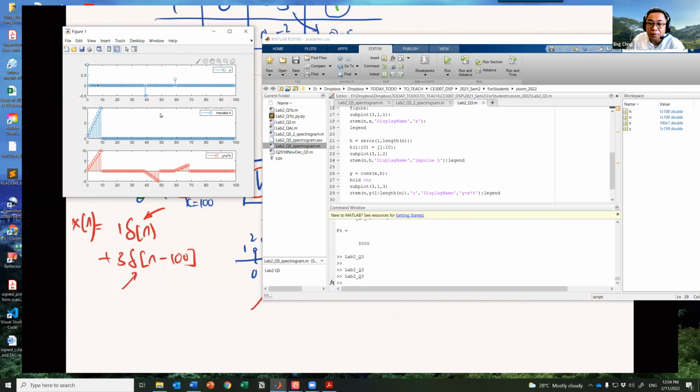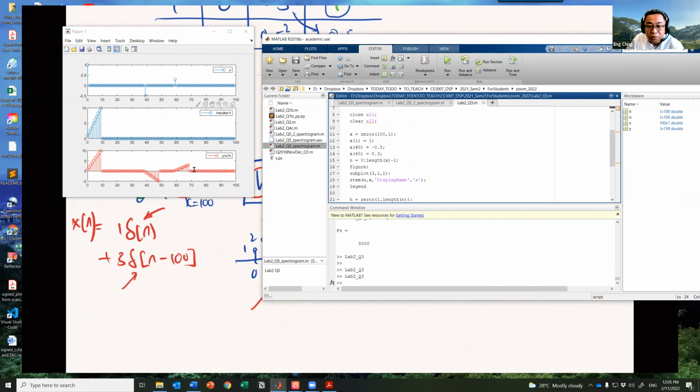So the top one is my input. The blue one is my impulse response. Every time I send an impulse, I get my impulse response. But this guy is a negative value of 0.5, so the output is the impulse response times minus 0.5. And this guy is 0.3, so it's 0.3 multiplied by this guy.